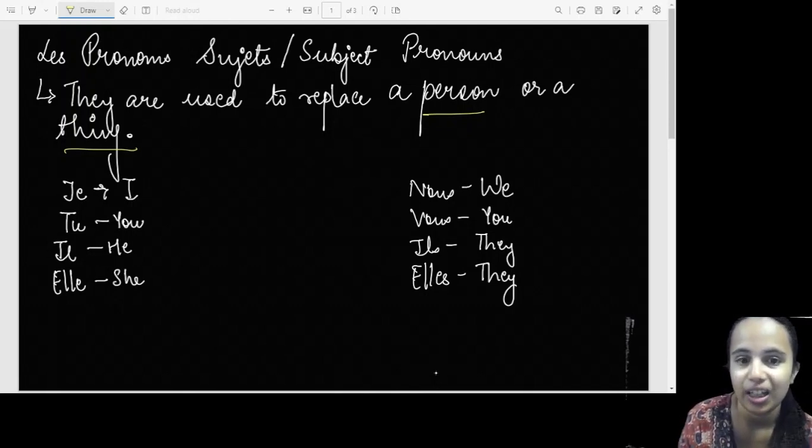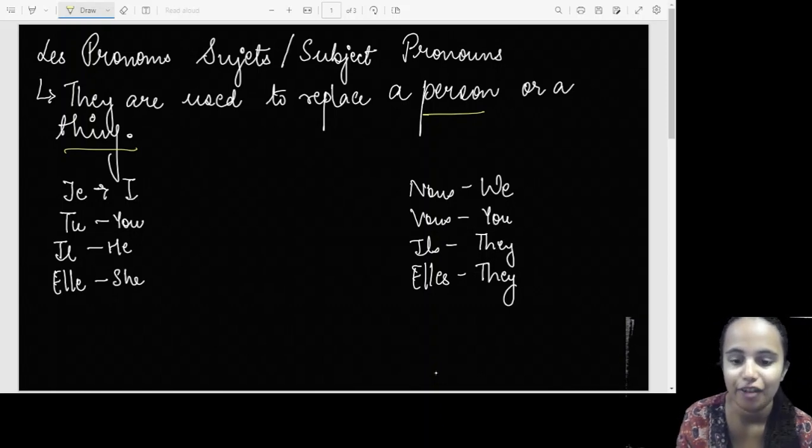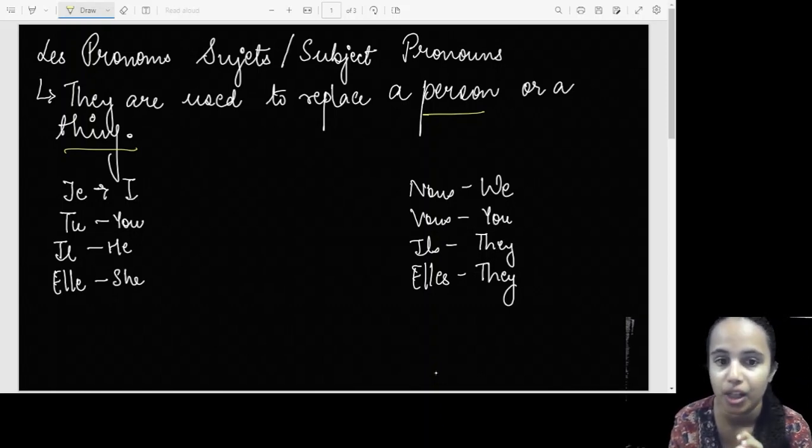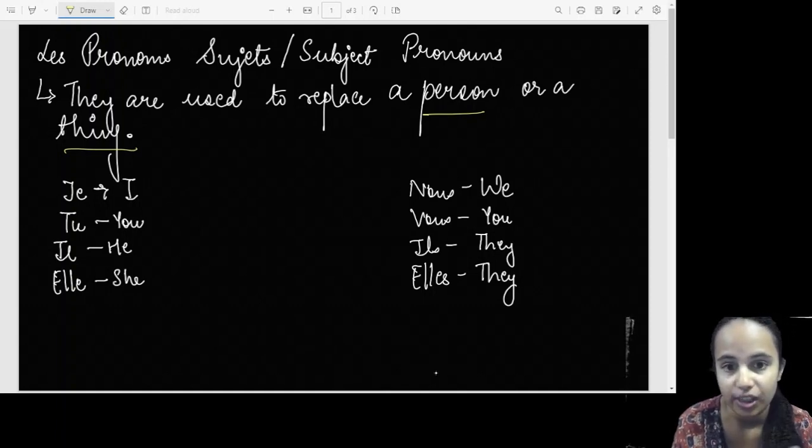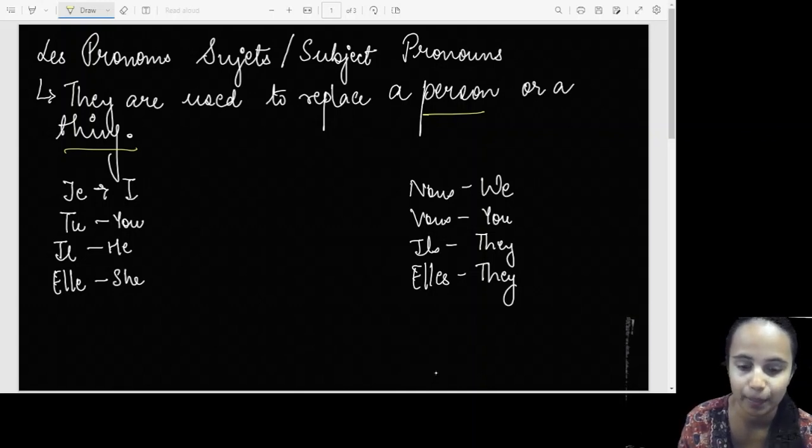Subject pronouns are used to replace a person or a thing. Now let us take an example. Robert was an unwise king. He was the king of 7 kingdoms. In this example you can see that Robert is repeated, so we will replace Robert with he. Since Robert is a person, this can be replaced with he, right?